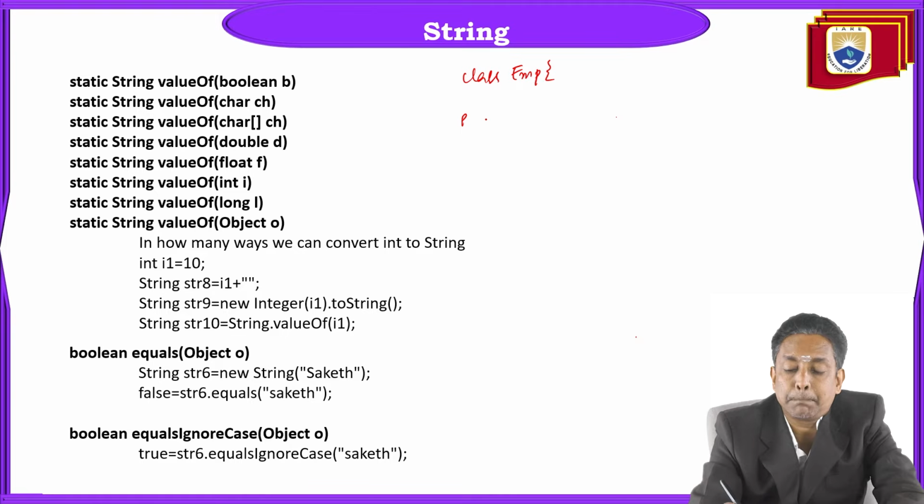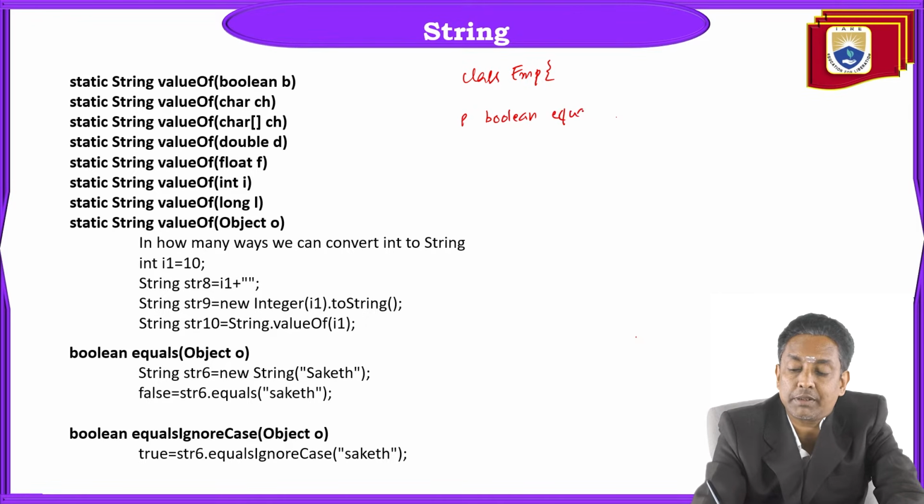Public boolean. What is the signature of equals method? Public boolean equals method. What is the parameter in equals method? Object.